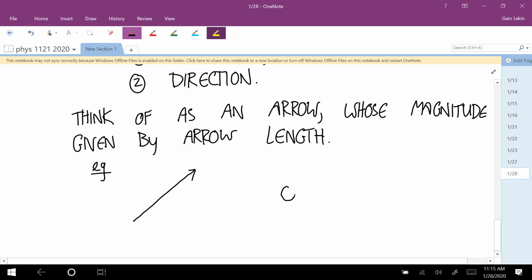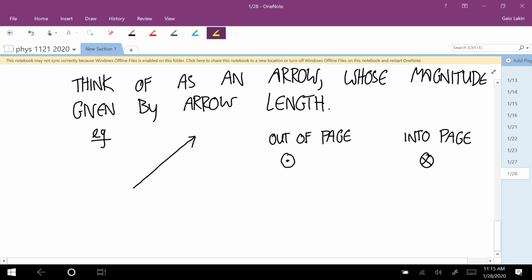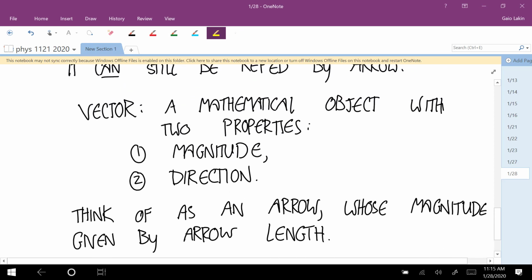So here's what people use. A circle with a dot in the middle is a vector coming out of the page. It's like you're looking at the tip of an arrow is the idea. And a vector going into the page is a circle with an X through it, like you're looking at the feathers of the arrow. I said these are important. These are going to show up on a quiz at some point.